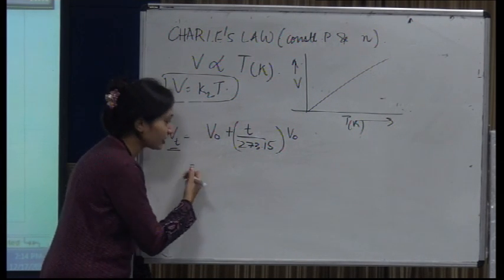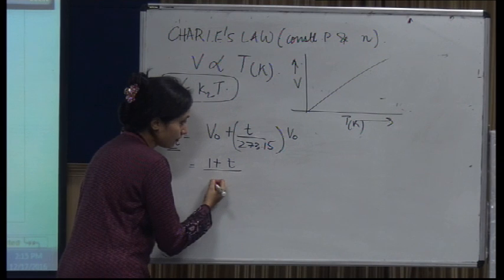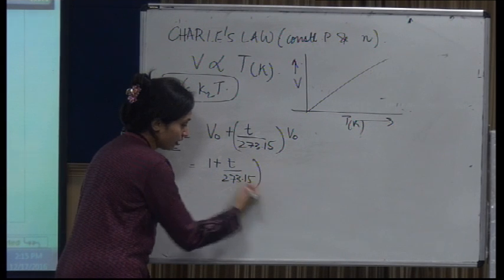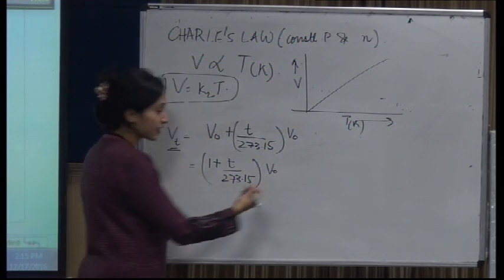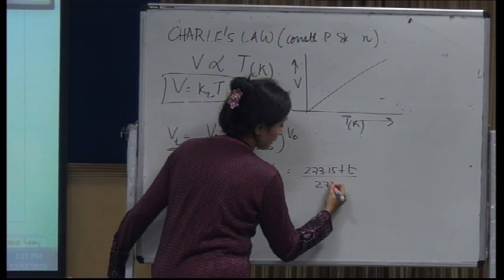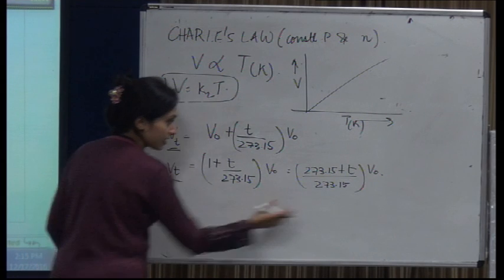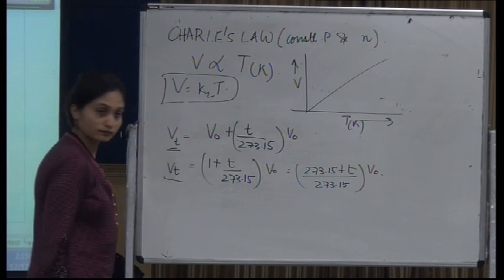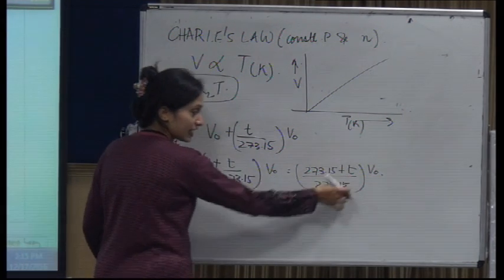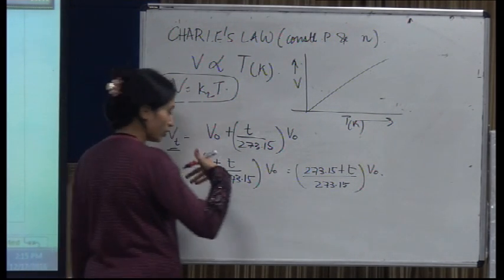Then when we mathematically simplify or rearrange the equation further, we see that this becomes 1 plus t upon 273.15, the whole into V0. This is nothing but equal to 273.15 plus t upon 273.15, the whole times V0. So that means that the final volume was related to your V0 in this fashion. Your final volume was dependent upon your initial volume, but there was an increase when you multiply your V0 with this factor. So your final volume was an increased volume.